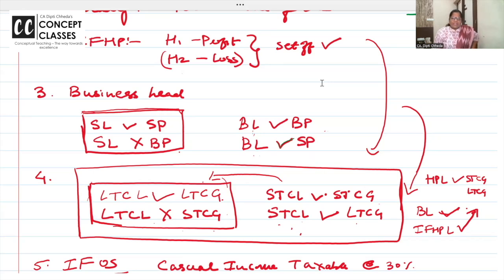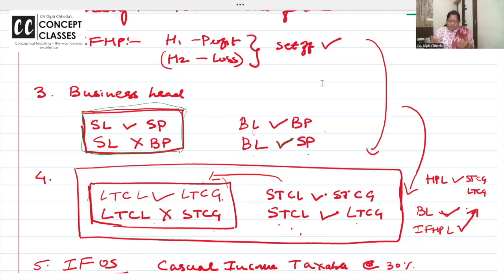Business loss can also be set off in speculative profit. Business loss you can set off in business profit. Business loss you can set off in speculative profit. But speculative loss is already in the block. It is rigid. Speculative loss can be set off only in speculative profit. Ma'am, but there's no speculative profit. Then carry forward the speculative loss for 4 years. Speculative loss cannot be set off in business profit.